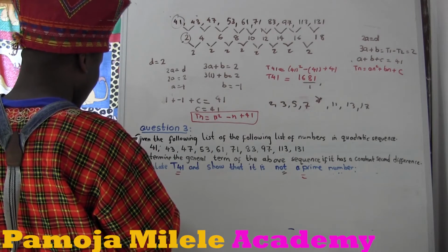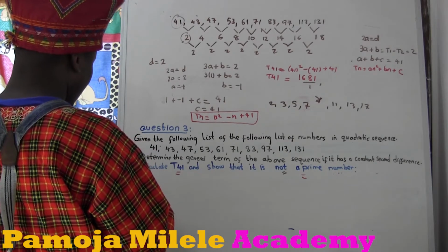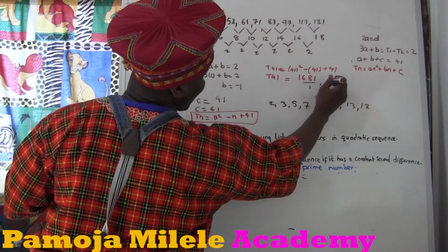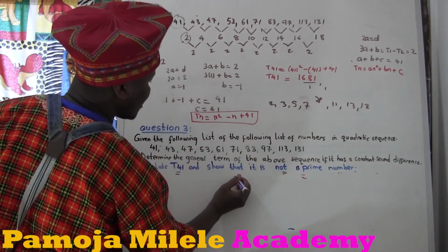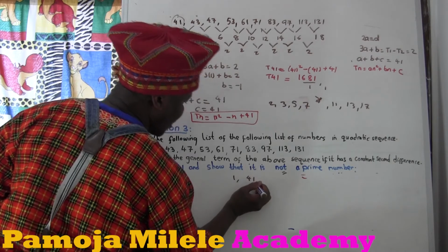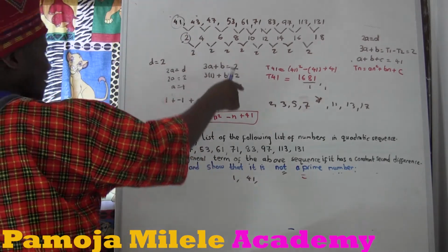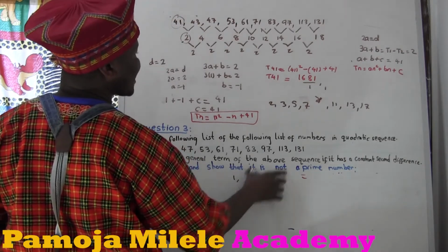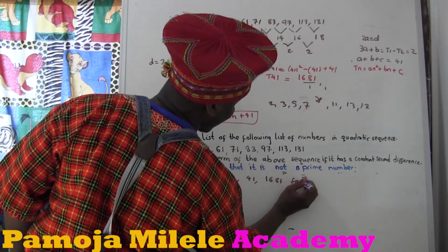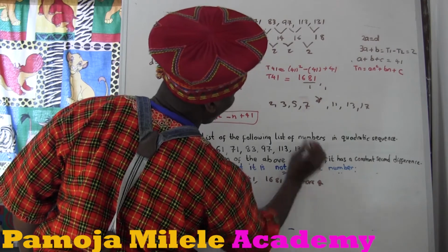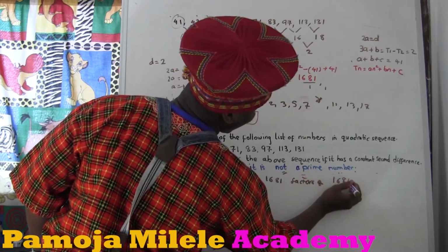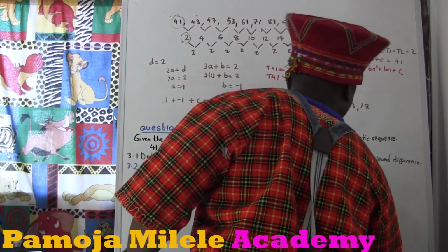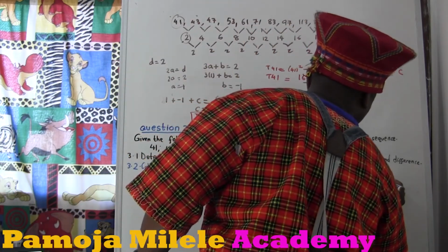1681 divided by 41. Oh yeah, it is 41 also. It is divisible by 41. So you could say 1, 41, and the number itself, which is 1681. These are factors of 1681. So in that case, it is not a prime number.